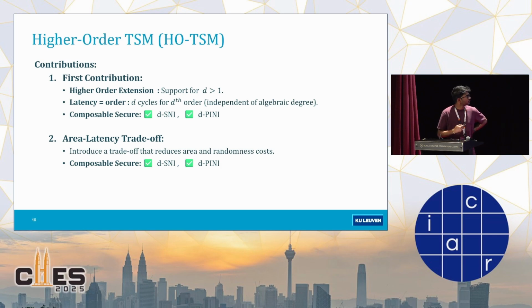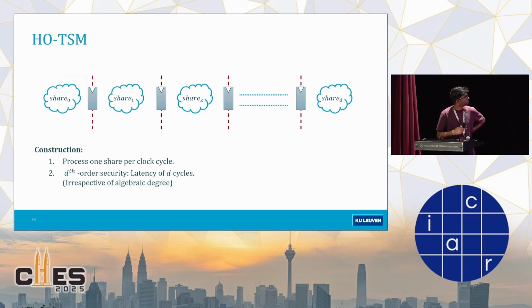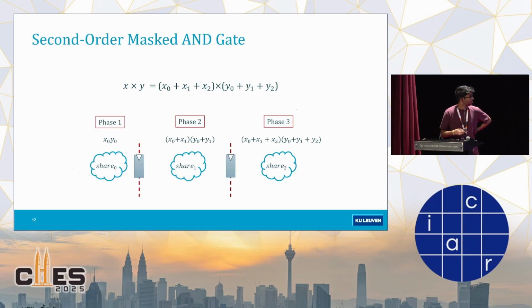So I will first talk about the first contribution. On a high level, the fundamental concept for this is very similar to TSM, where you process every share in a different cycle. So the first two, share 0 and share 1, are identical to TSM. And then for every additional share, you add a register stage, and then you process it afterwards. As a result, for D order security, you need D cycles.